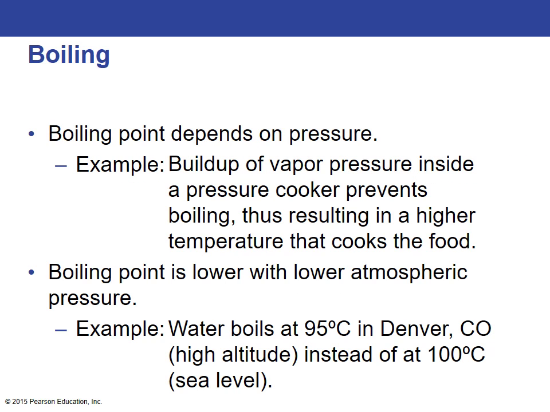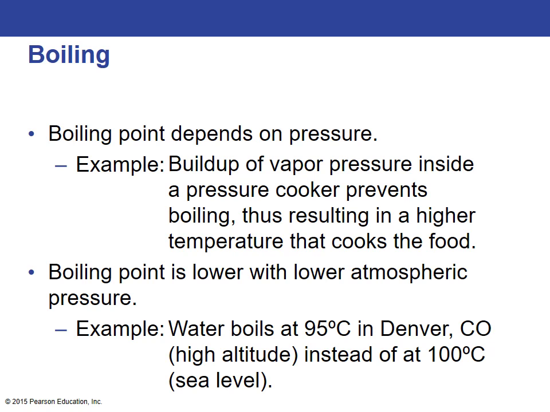Example: buildup of vapor pressure inside a pressure cooker prevents boiling, thus resulting in a higher temperature that cooks the food. So when you're in a pressure cooker, you are keeping that pressure in the pot. The boiling can't occur to release that heat, and so you get a very high temperature, higher than if you just cooked the food in the same pot over the same temperature burner.